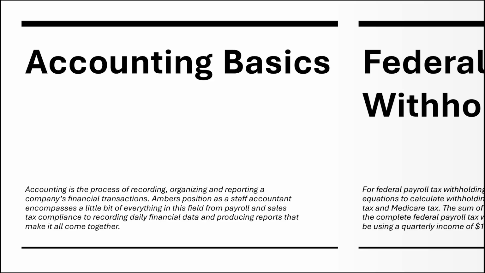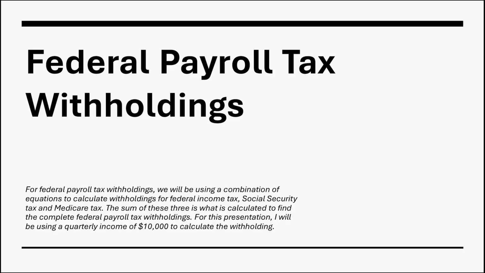Federal payroll tax withholdings. For federal payroll tax withholdings, we're going to be using a combination of equations to calculate withholdings for federal income tax, Social Security tax, and Medicare tax. The sum of these three taxes is what's calculated to find the total federal payroll tax withholdings. For this demonstration, I'm going to be using a quarterly income of $10,000 to calculate that withholding.